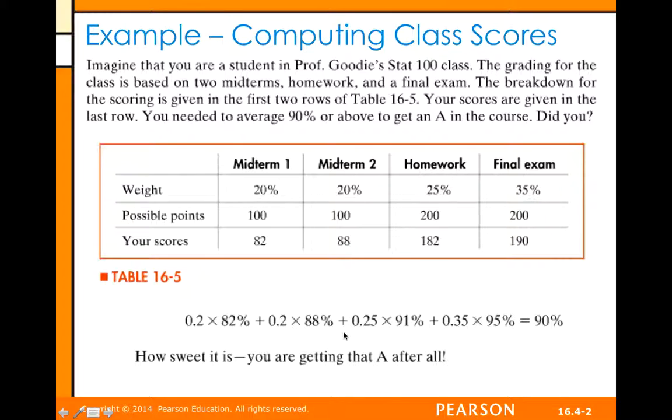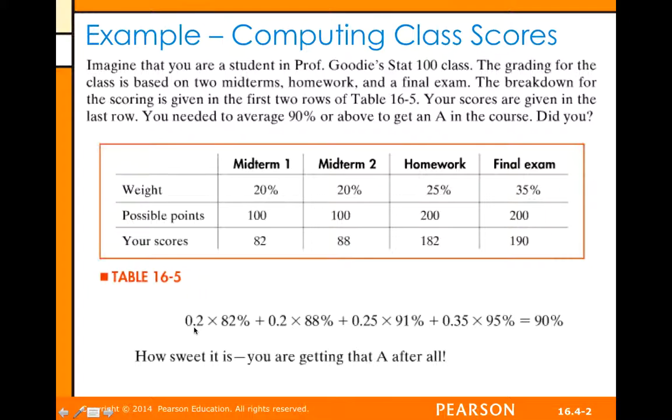The answer is because homework is worth more than the midterms, and the final is worth more than anything else. If you just take a straight up average, you are assuming everything has the same importance, that the final exam is worth the same as the midterm. But that is not true. The final exam is worth almost double what the midterm is worth, and that's why you have a 0.35 here versus a 0.2 there.